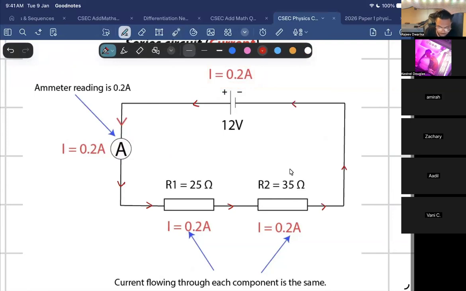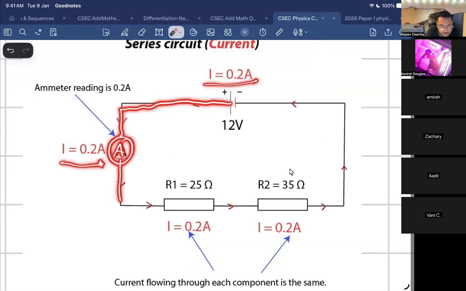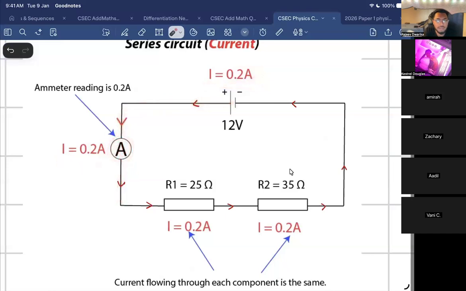So let me ask you a question. 0.2 amps is the current leaving the battery. Right? So your ammeter here still measures the 0.2 amps. So now the ammeter still measures 0.2 amps. How much current is the battery supplying? Tell me. 0.2 amps. I'm not trying to trick you all, it's right in front of you, I promise.